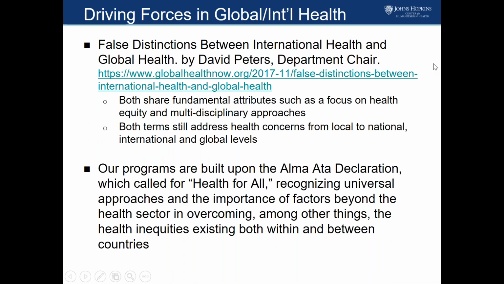So what we are trying to stress in our department, which is called the Department of International Health, is that it's a false distinction between what is international health, what is global health. Basically, all of either term deals with health systems, health programs, health interventions in a global, worldwide context. So we're looking at equity, we're looking at involving multiple disciplines, whether it's epidemiology or social sciences. And basically, we're trying to address health concerns from both the local and national level.